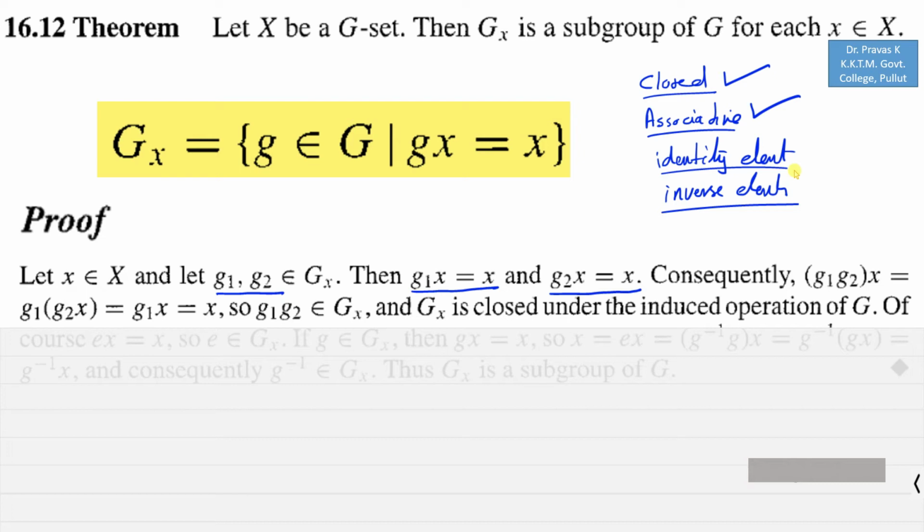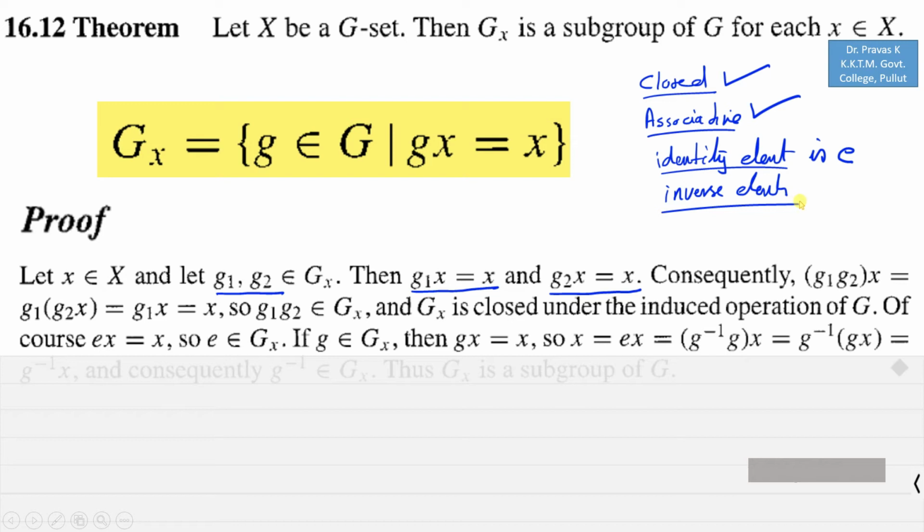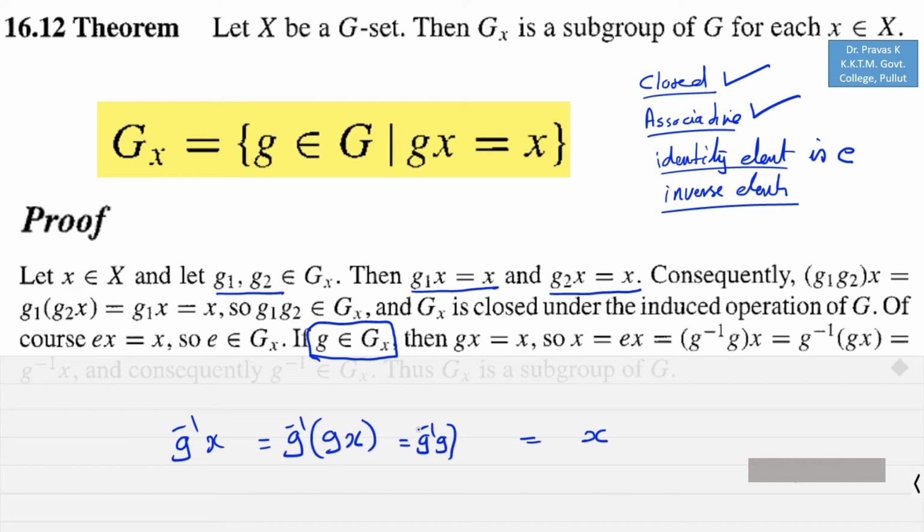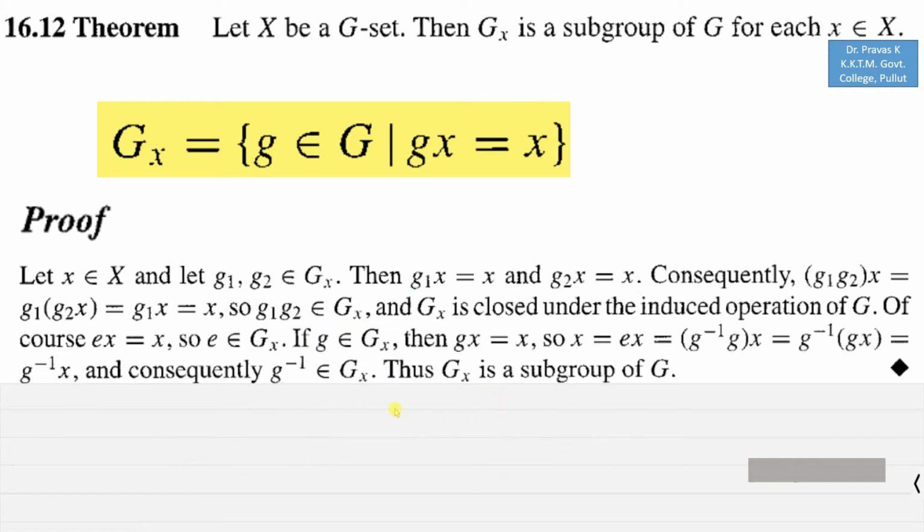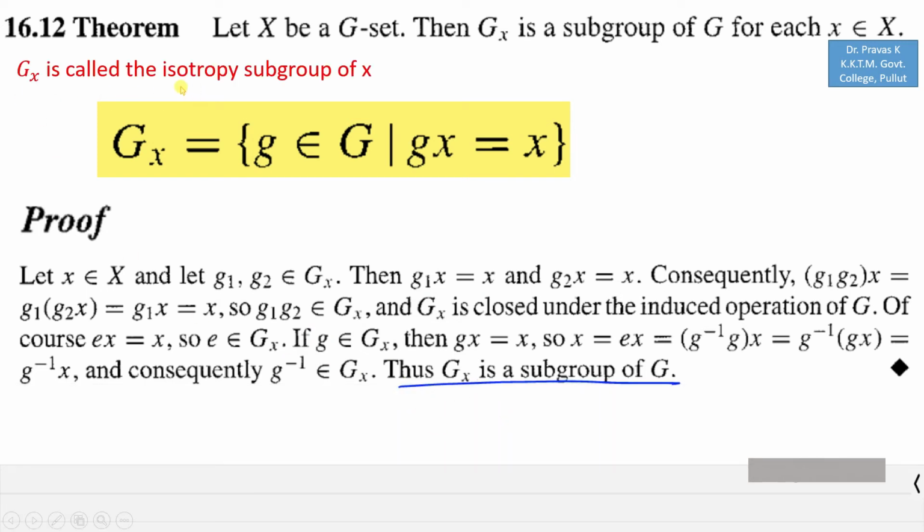Now you know that the identity element e is a member of G_x, since ex is equal to x for every x in capital X. Now in order to prove the existence of inverse elements, let us choose an arbitrary g in G_x, and you just need to prove that g inverse x is equal to x. Now you know that g inverse x is the same as g inverse into gx, since gx is equal to x, and you can modify it to get ex and finally x. Now what we have proved is that G_x is a subgroup of G, and we call it the isotropy subgroup of small x.